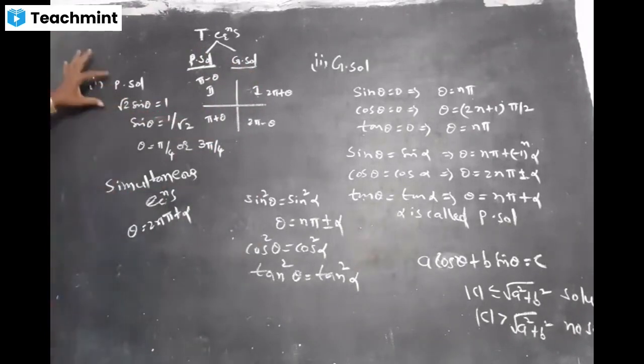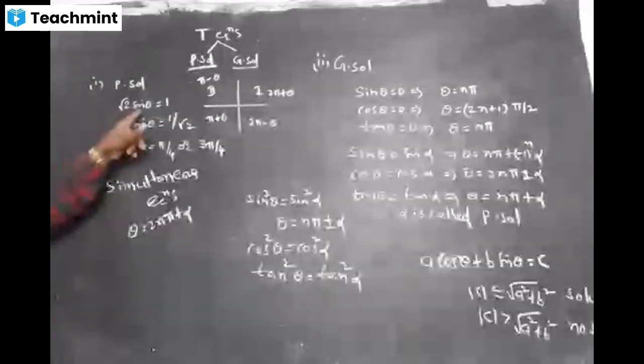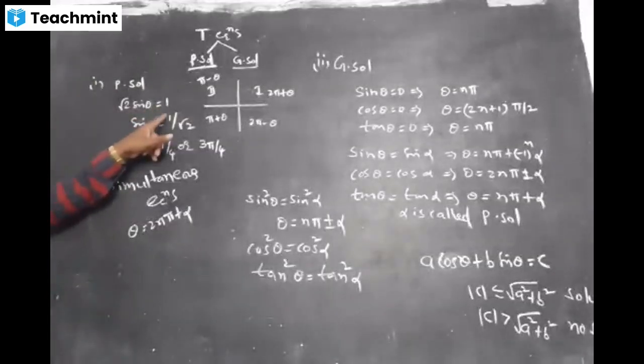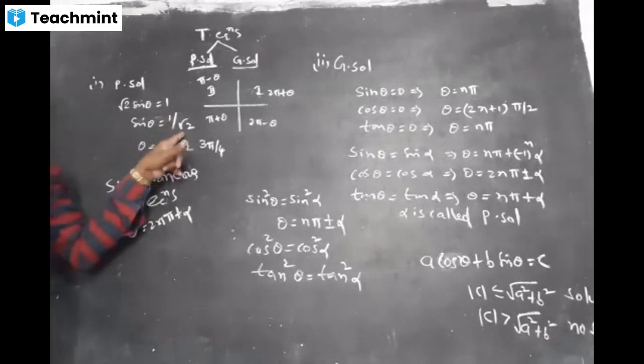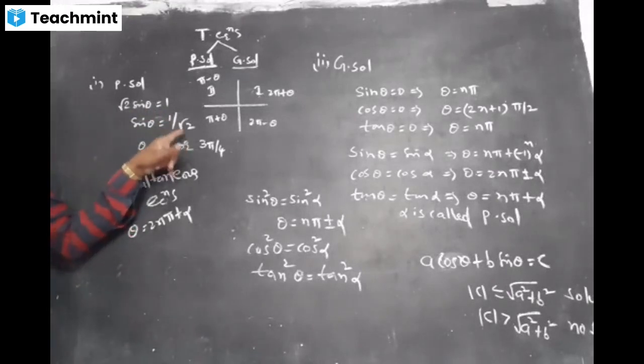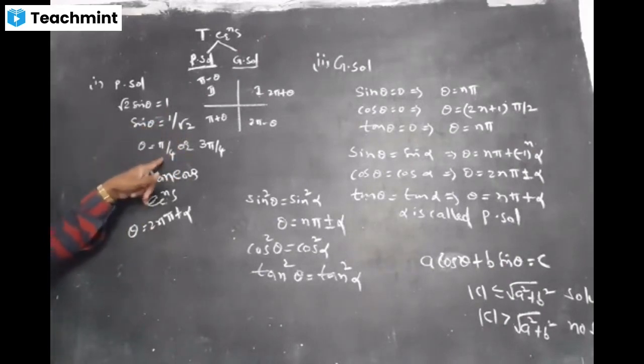So first one is principal solution. For example, root 2 sin theta is equal to 1. Sin theta is equal to 1 by root 2. Sin pi by 4 value is 1 by root 2, so that is equal to sin pi by 4. Both sides sin will be cancelled. Theta is equal to pi by 4.